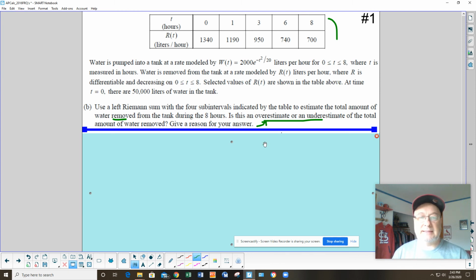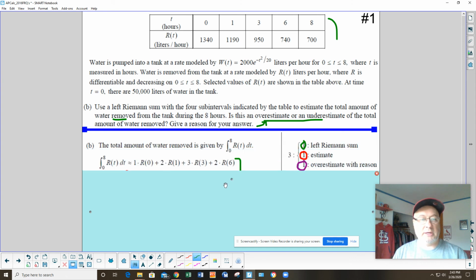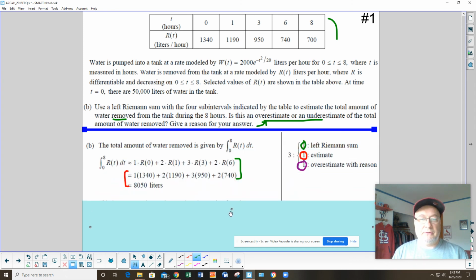So with Riemann sums, that has to deal with increasing and decreasing, and I'll get to that in a moment. So here's your first left Riemann sum. It's not a terrible idea to make a quick little sketch of this. 0, 1340, 1, 1190, 3, 950, 6, 740, and 8, 700, and then is this a right? Nope, this is a left.